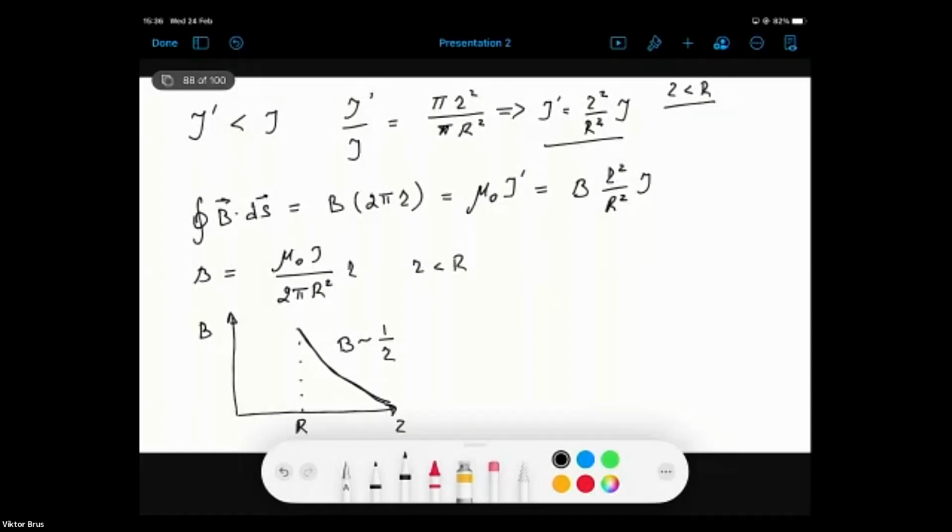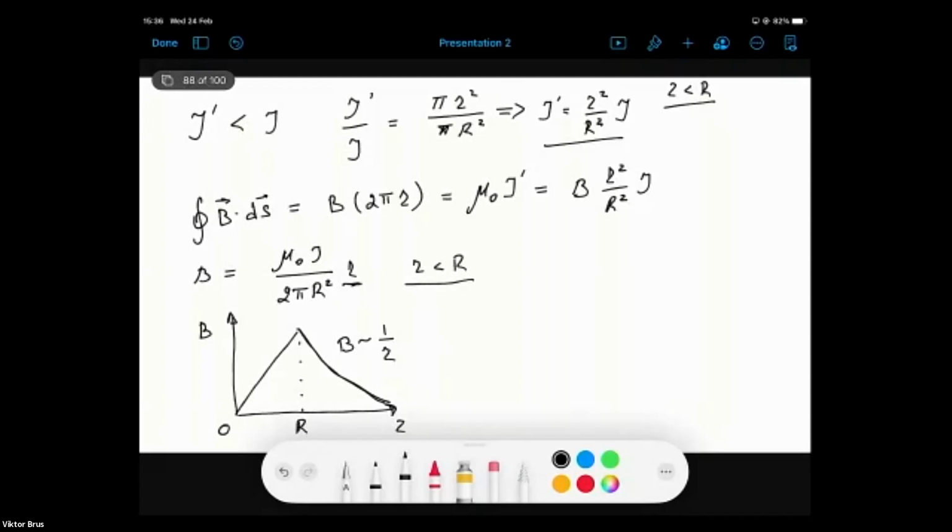However, when the distance is smaller, so we are still inside the wire, for this second condition we see that the magnetic field is proportional to the radius, so linearly proportional. Here we just have a straight line. So this is how the magnetic field changes with the distance from the center of the long wire.